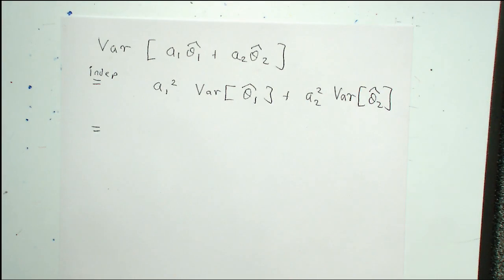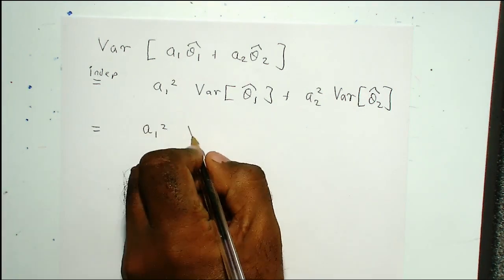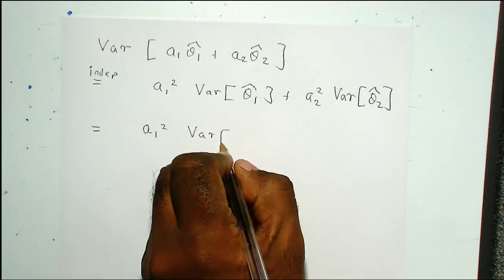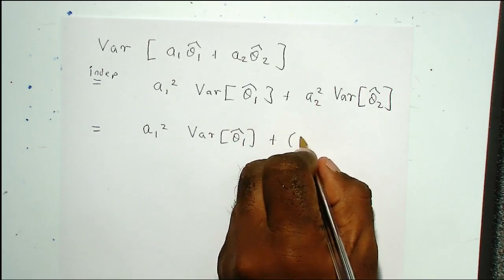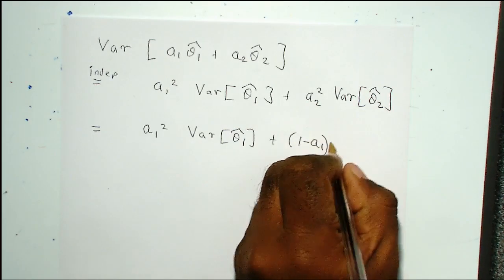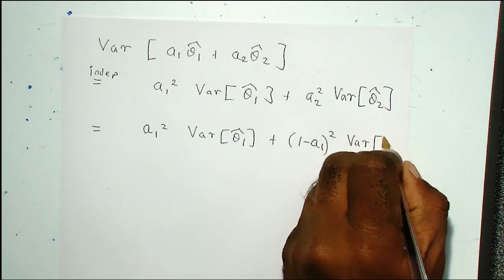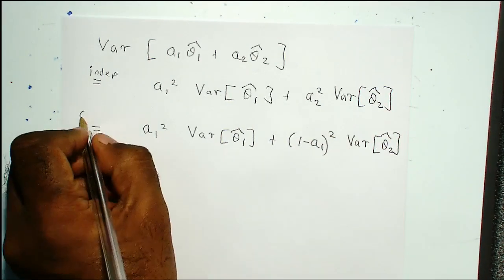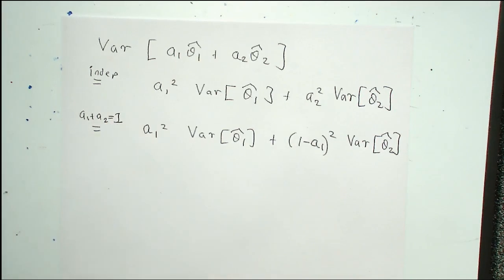Now, according to the conclusion of the first part, A1 plus A2 must be equal to 1. So that means we can replace A2 by 1 minus A1, right, this is because A1 plus A2 is equal to 1. Yes, you're with me?